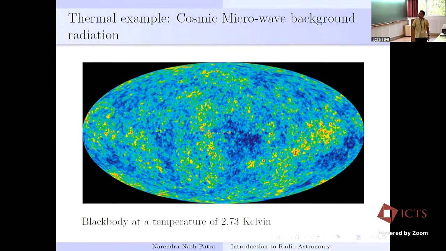So what I'm trying to say is that this map has produced a lot of understanding about the origin of the universe and its evolution. And this single map has a lot of information about structure formation, all those things you have learned over the last couple of days. It has a direct connection to this map. Okay.